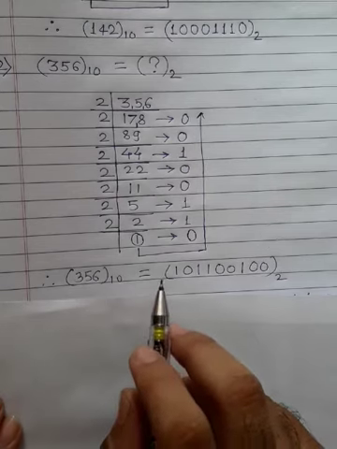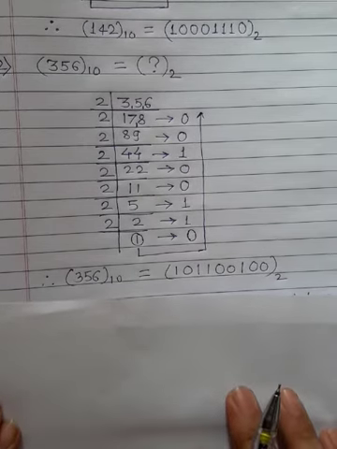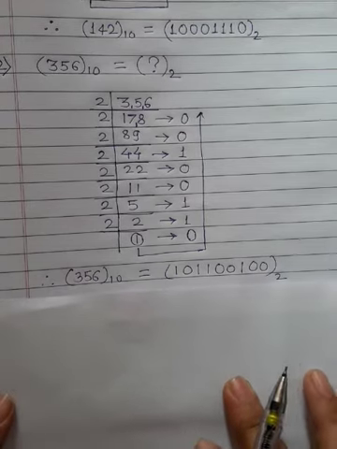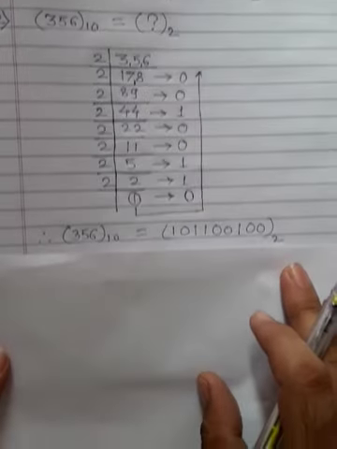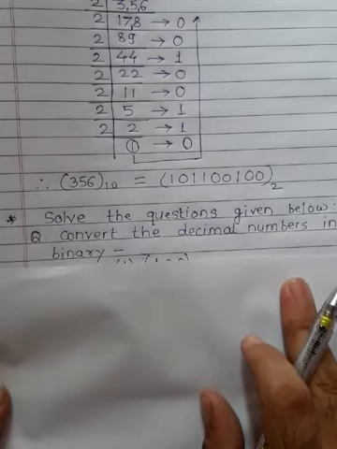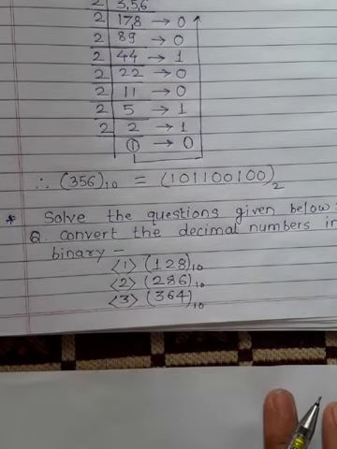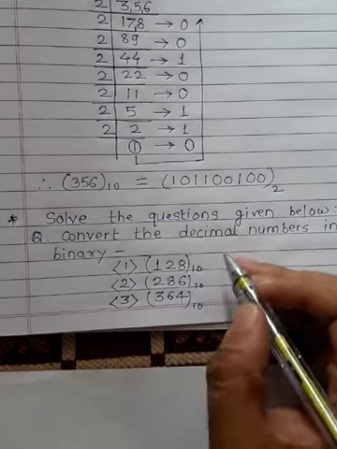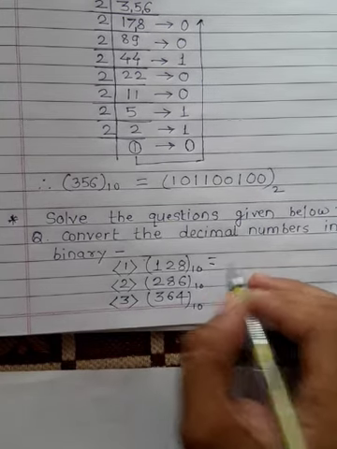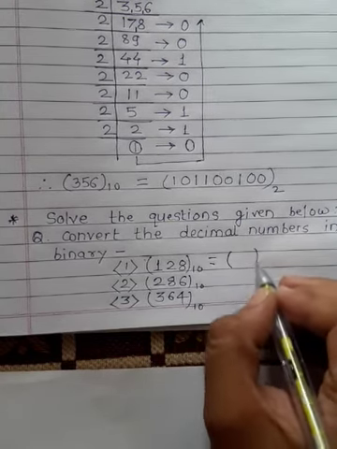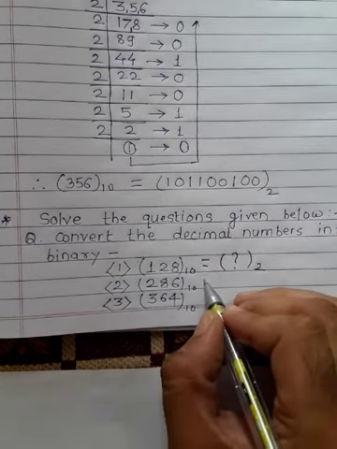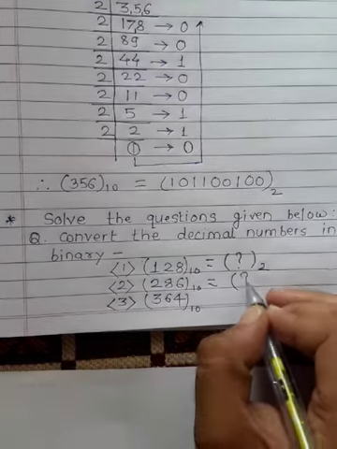So I hope you understood this session. What you have to do is solve a few more examples of converting decimals into binary. So these are your assignments. Convert these numbers into binary. Let me write over here binary. You have to write the equivalent values in this way.